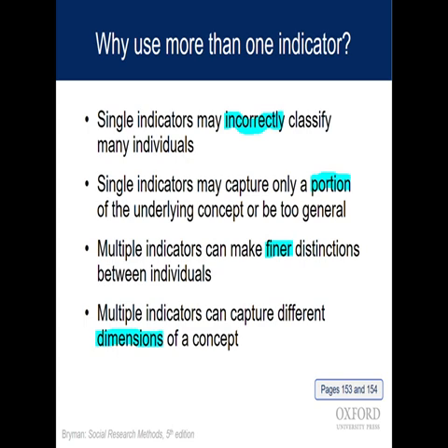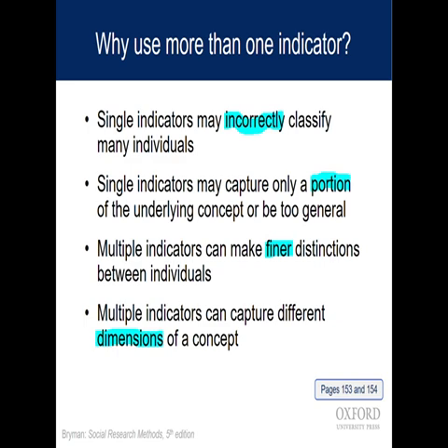Indicator is like a single question, a single item. Another word that they'll use for this is item. Or indicator, that means a single question if you're using a questionnaire to measure things. And so we might want to use multiple questions. Single indicators may incorrectly classify many individuals. So again, it's crude if you use a single indicator.